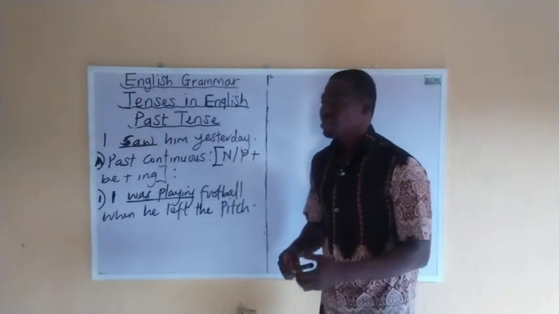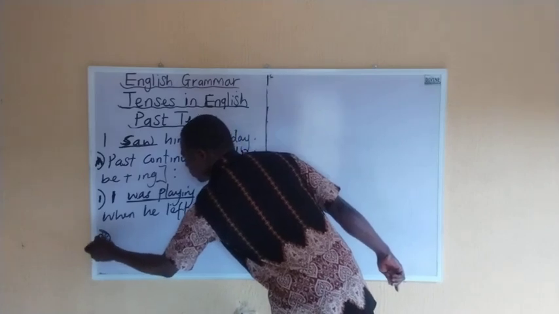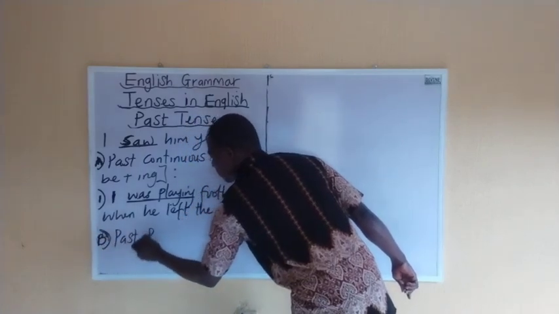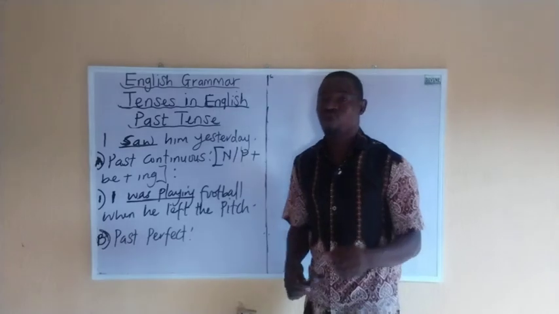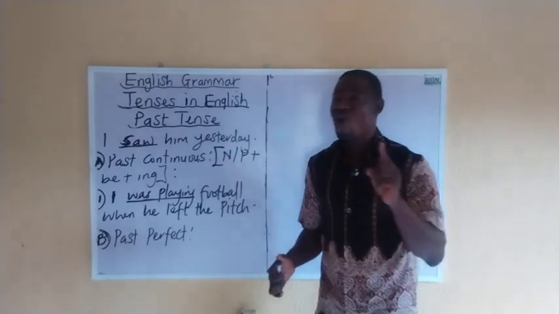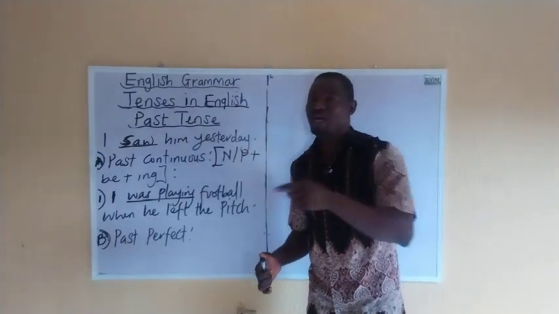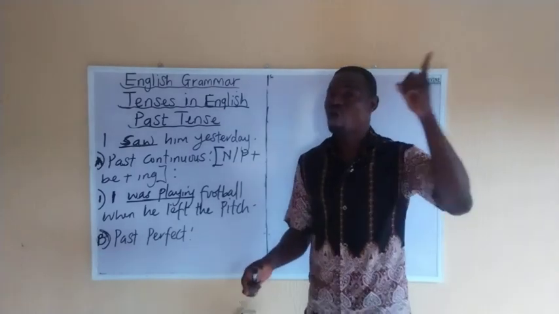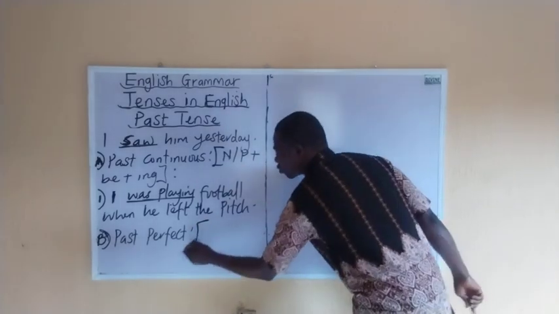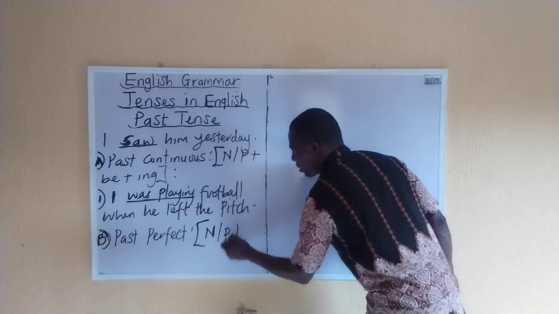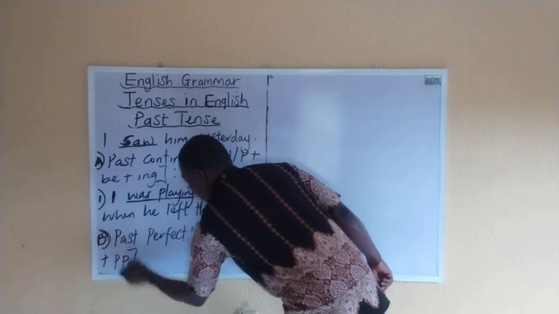The next aspect of the past tense is the past perfect. The past perfect is used to show that an action occurred at a time in the past before another action occurred. I repeat, it tells us that an action occurred in the past before another action occurred. It has the structure N/P plus had plus PP.